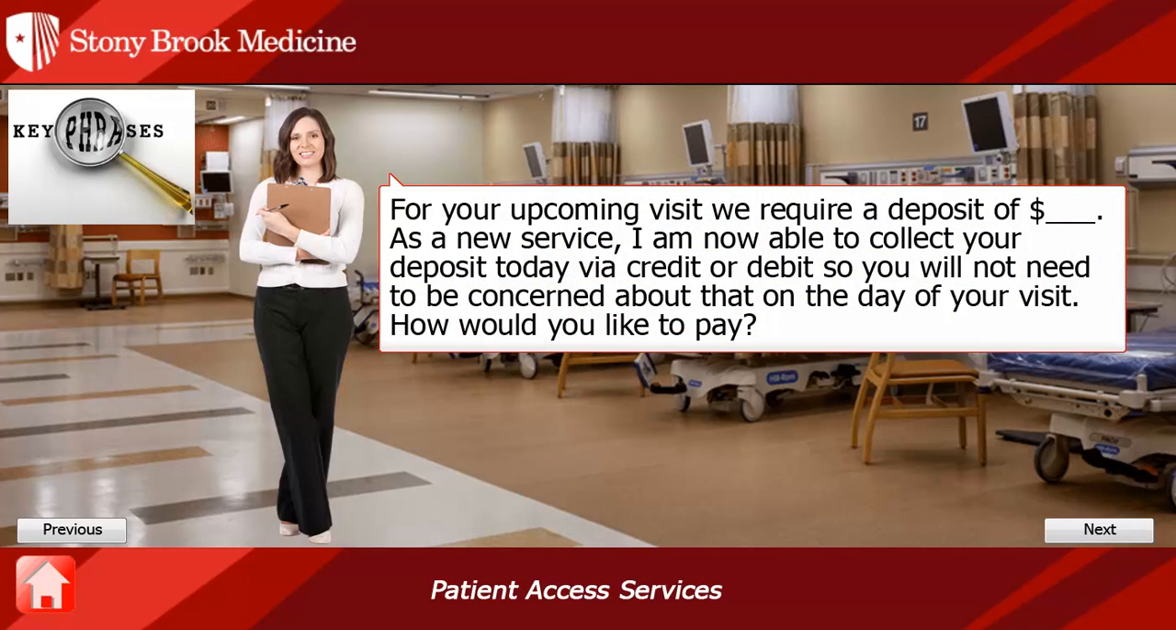For your upcoming visit, we require a deposit of X dollars. As a new service, I am now able to collect your deposit today via credit or debit, so you will not need to be concerned about that on the day of your visit. How would you like to pay?